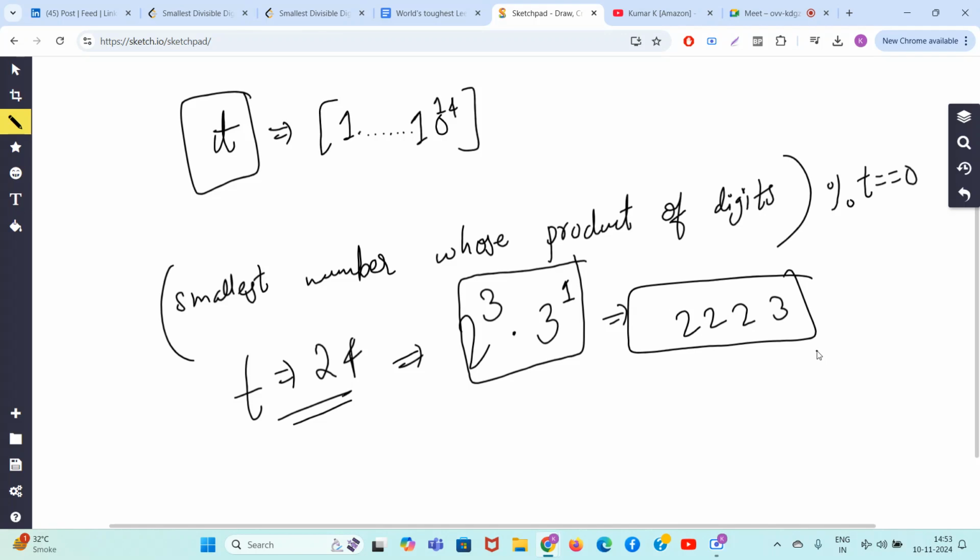No, actually. What you can do is that once you get the prime factorization, now you can club some numbers. Which numbers you can club, guys? These three twos can become an 8. And this 3 will remain as it is. Got it? 83 is much smaller than 2223. So I want you to create a function which immediately tells me the smallest number whose mod t will be 0. I want you to create that brilliant function, okay?